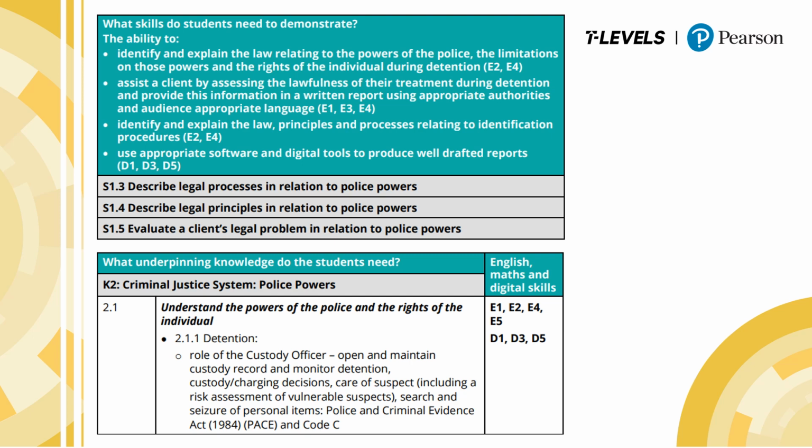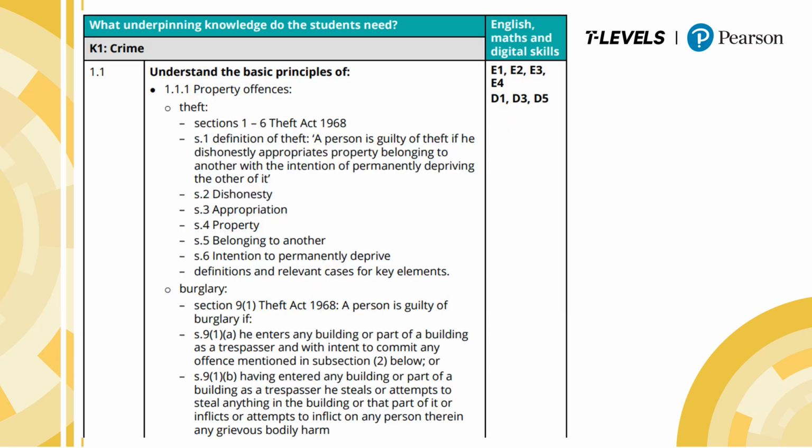And the one you can see on the screen here is 2.11 detention. Alongside that, there is also a notification of the English, maths and digital skills that could be developed alongside the knowledge here. And now a final example. As you can see, the underpinning knowledge here is from K1 crime. And as you can see, it is broken down into understanding the basic principles of property offences such as theft and burglary.